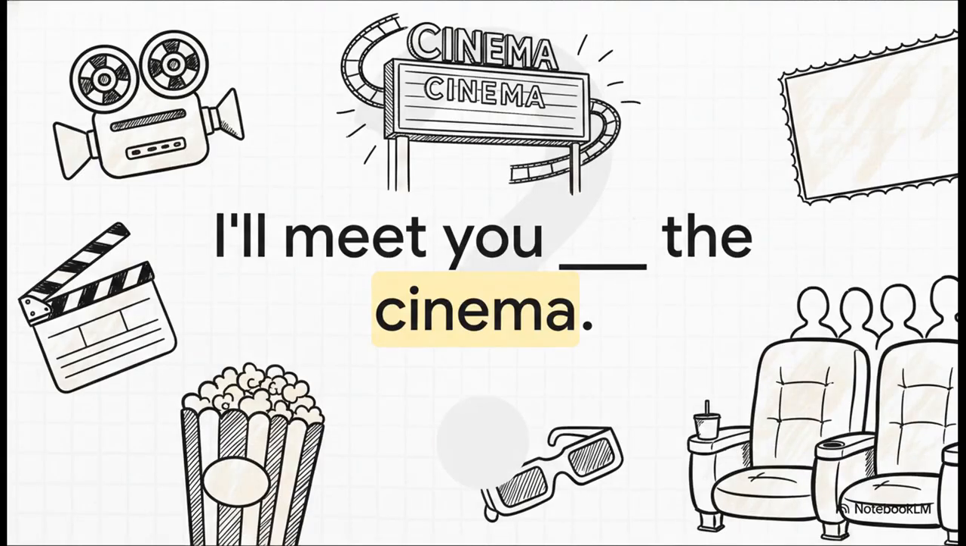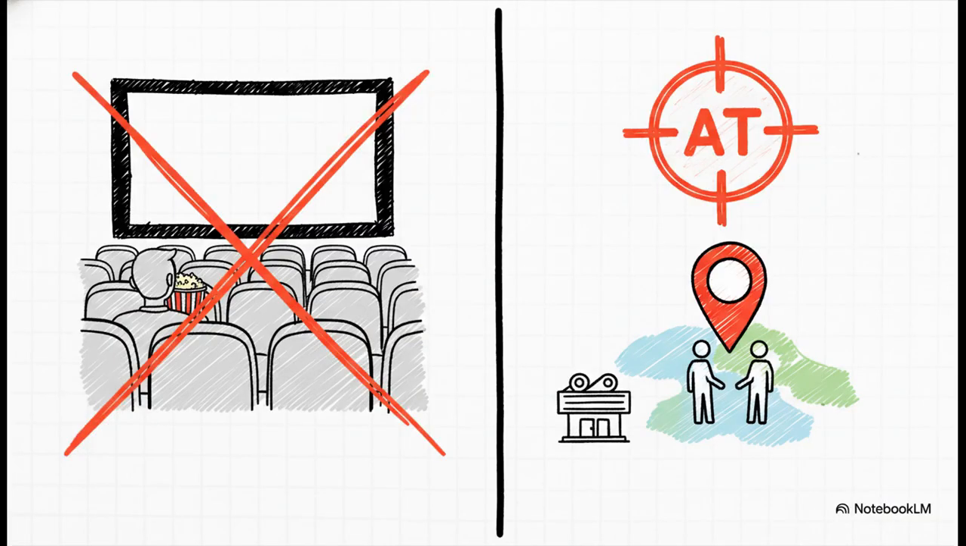Okay, let's try the next one. I'll meet you, blank, the cinema. What's the right choice here? The answer here is at. And this goes right back to our first rule. We're not really thinking about being inside the building itself. We're thinking of the cinema as a location, an event, a specific point on the map where we're going to meet. Let's meet at the cinema.